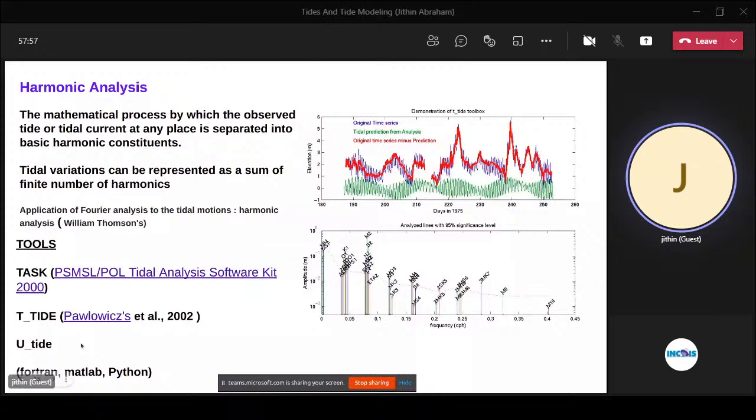So here there is an example of the observation from the tide gauge, and this is the tidal prediction, or the extracted tidal signals from the tidal software toolkit. This blue is the observation and green is the tidal component, and the red is the residual. This means the subtidal sea level variation.